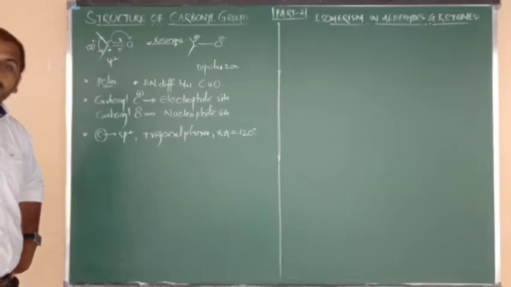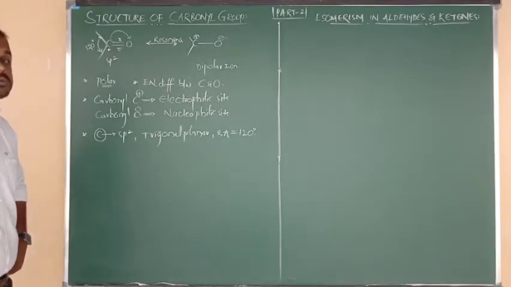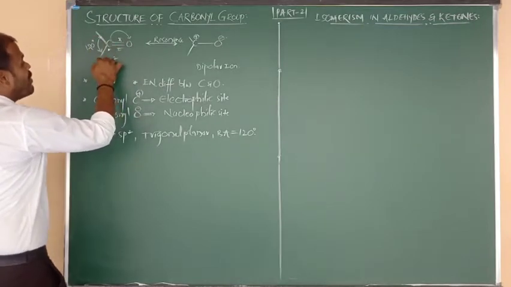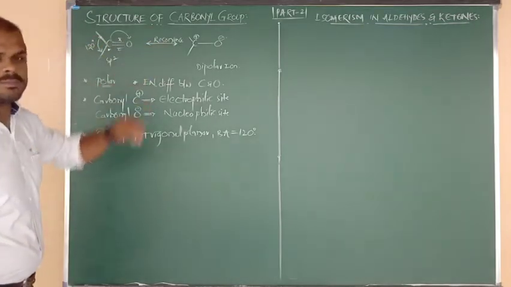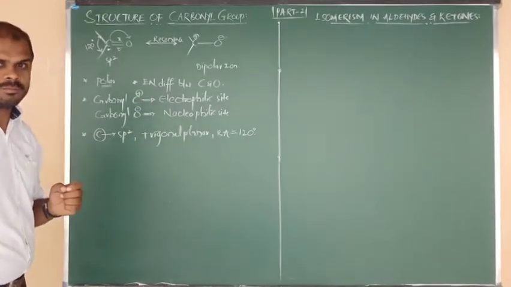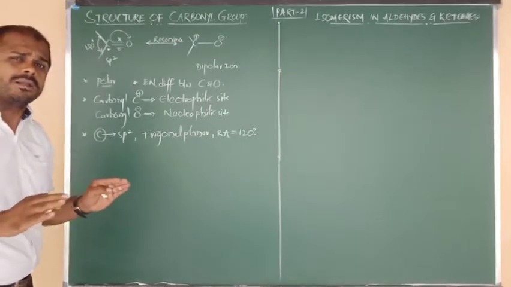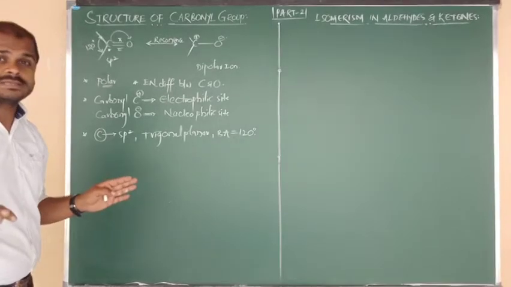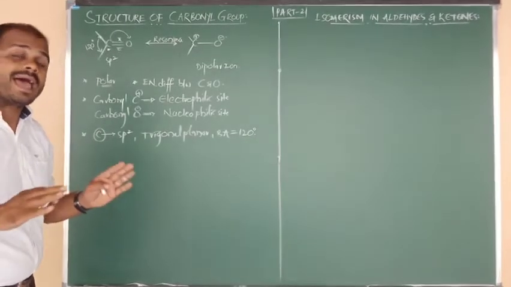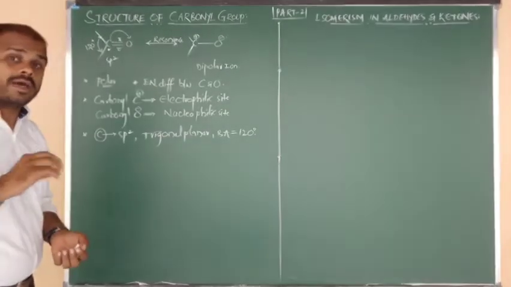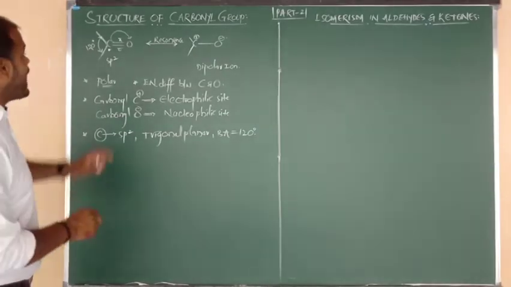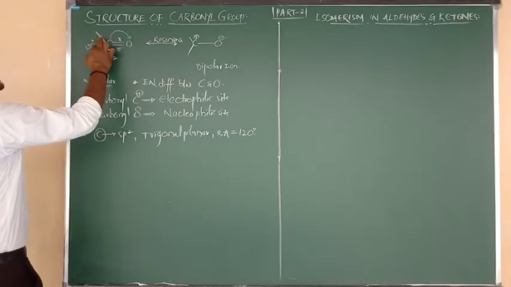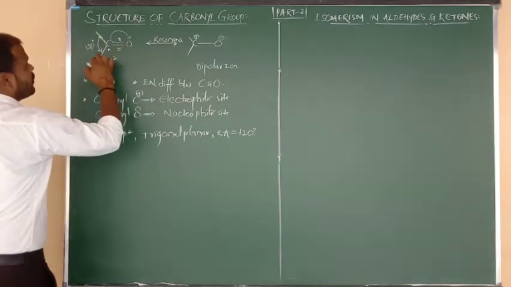Structure of what? Carbonyl group. You know very well, what is the formula of the carbonyl group? It is C double bond O. It is the carbonyl functional group. This is the common group for all compounds like aldehydes, ketones, carboxylic acids, acid halides and acid anhydrides. All of them are carbonyl compounds, having the carbonyl functional group. So the formula is C double bond O.